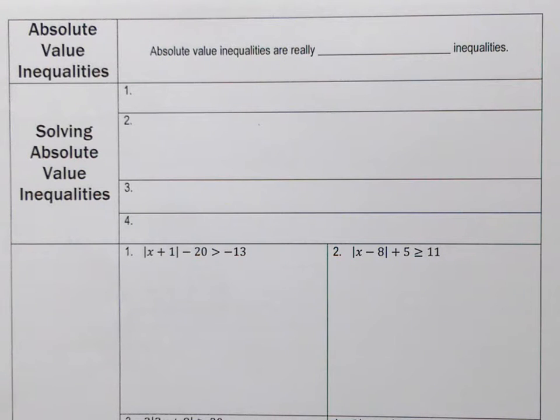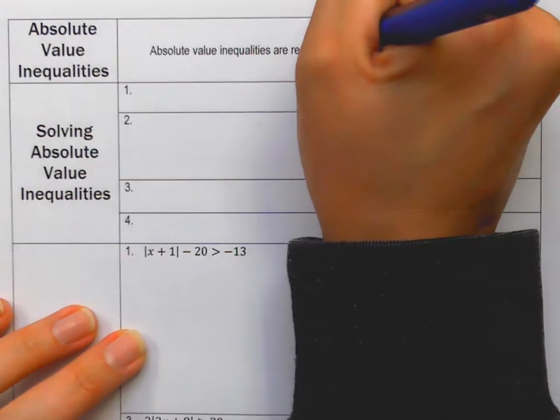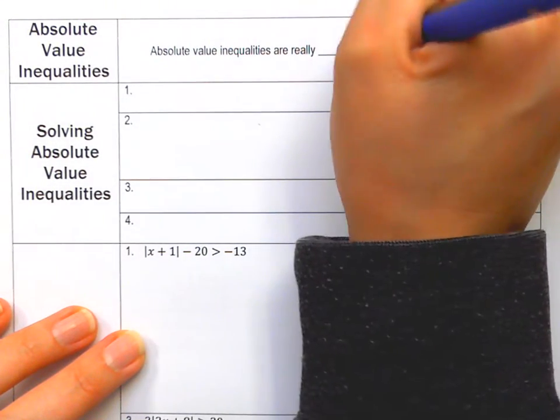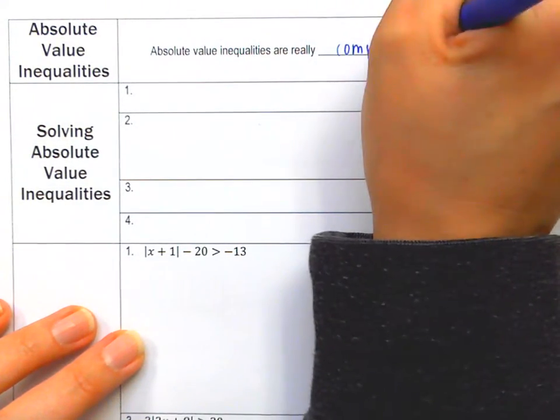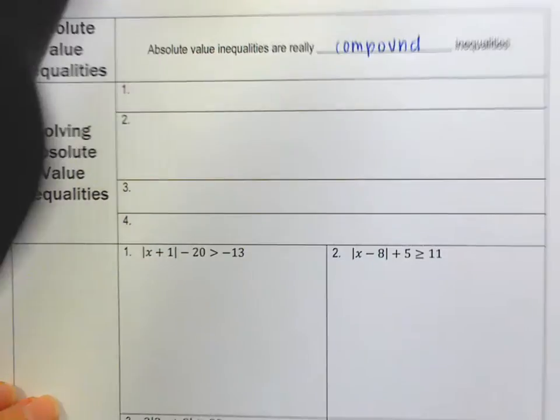Welcome, Algebra 1. We are going to finish with our last section of inequalities by doing absolute value inequalities. So to do absolute value inequalities, first, let's just talk about what absolute value inequalities are. Absolute value inequalities are really just like compound inequalities. They are really similar to what we have already done last video with compound inequalities.